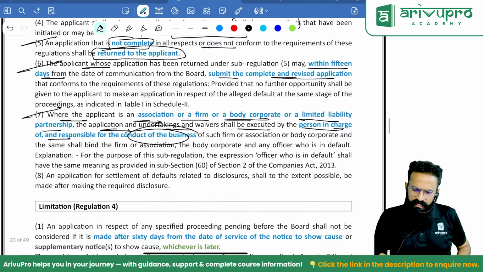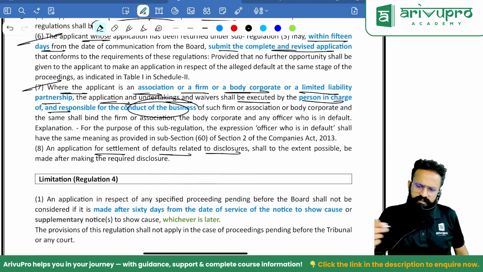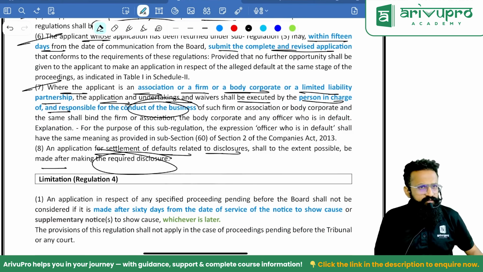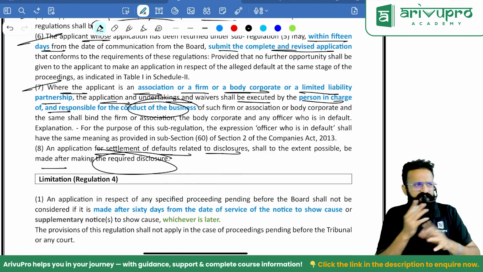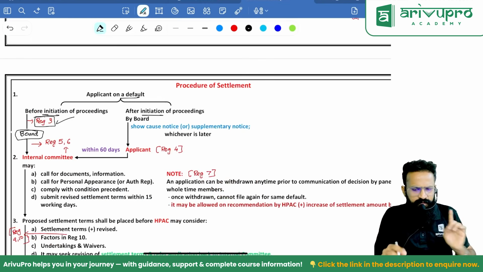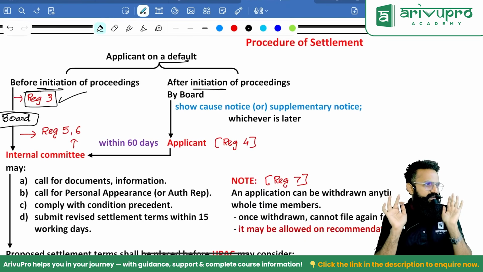An application for settlement of defaults related to disclosure shall, to the extent possible, be made after the required disclosure. So we are seeing how to make an application, what all is to be disclosed, and who is the person who will lead the application. If there are any defects, it will be sent back, rectified and filed again within 15 days. This is the simple procedure given in Regulation 3. Is this clear to all of you? If you read it this way, you will understand.